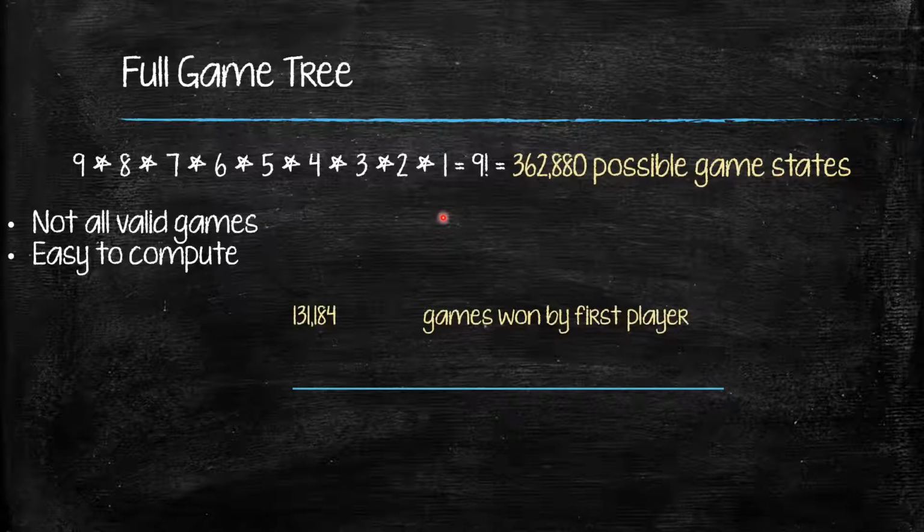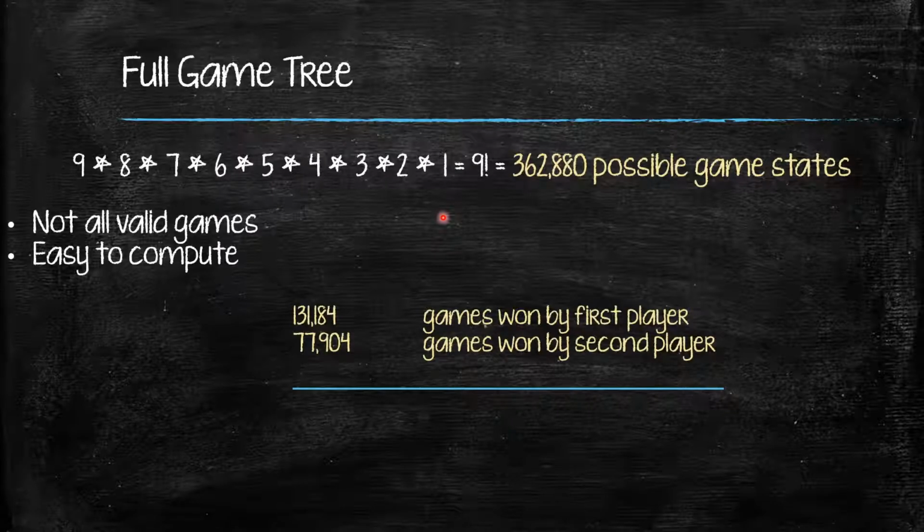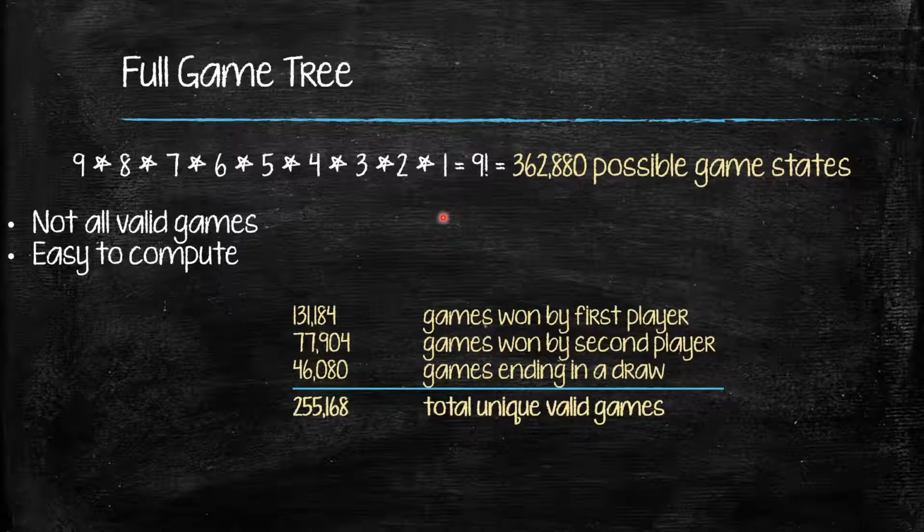And it turns out that if you do that, there's 131,184 games that are won by the first player, X, 77,904 games won by the second player, O, and 46,080 games that end in a draw. Gives us a total of 255,168 total unique valid games of tic-tac-toe. As you can see, this number is quite a bit smaller than this number up here.